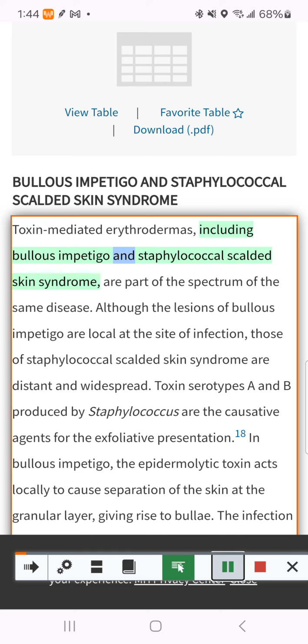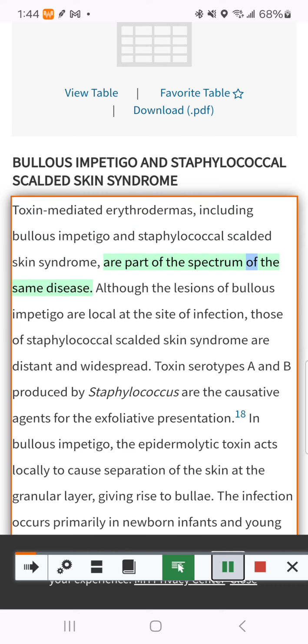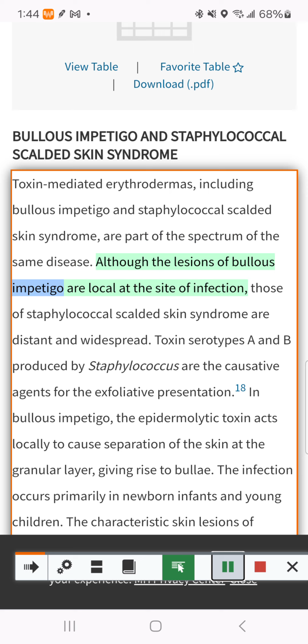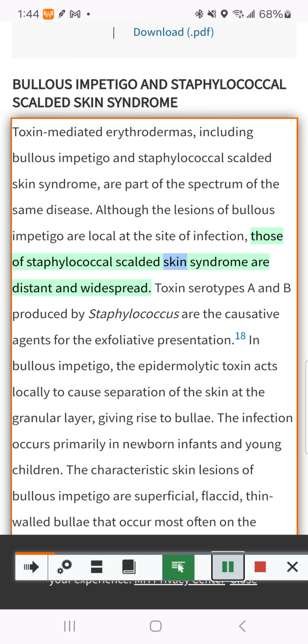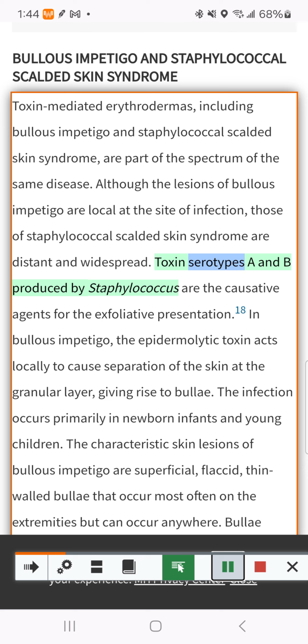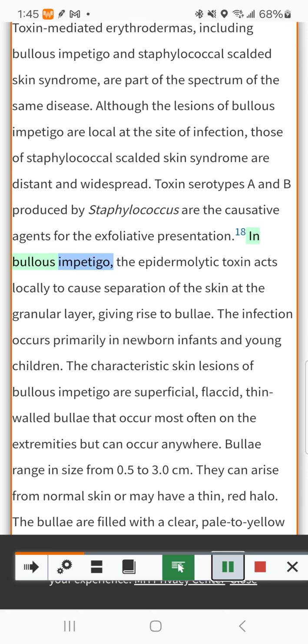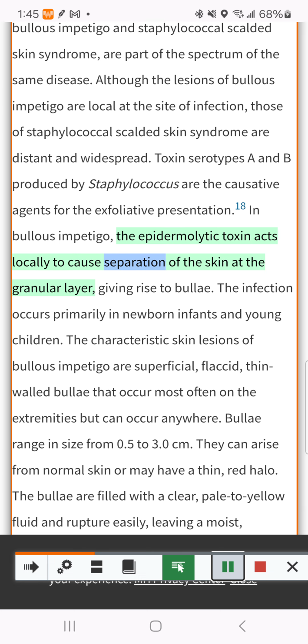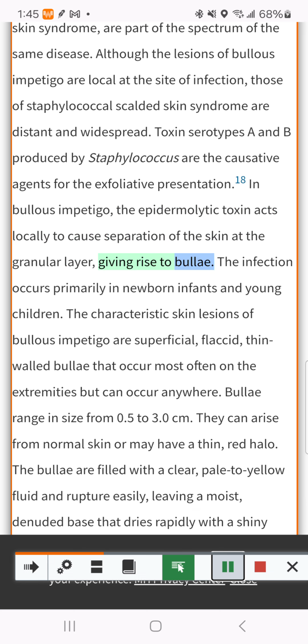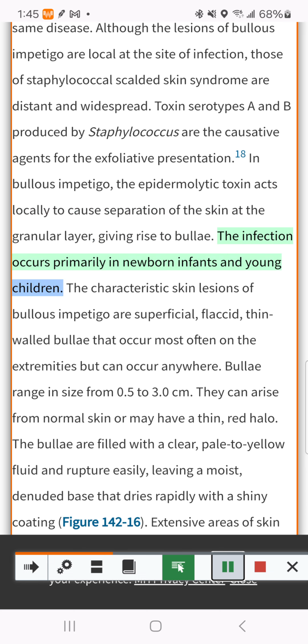Toxin-mediated erythrodermas, including bullous impetigo and staphylococcal scalded skin syndrome, are part of the spectrum of the same disease. Although the lesions of bullous impetigo are local at the site of infection, those of staphylococcal scalded skin syndrome are distant and widespread. Toxin serotypes A and B produced by Staphylococcus are the causative agents for the exfoliative presentation. In bullous impetigo, the epidermolytic toxin acts locally to cause separation of the skin at the granular layer, giving rise to bullae. The infection occurs primarily in newborn infants and young children.